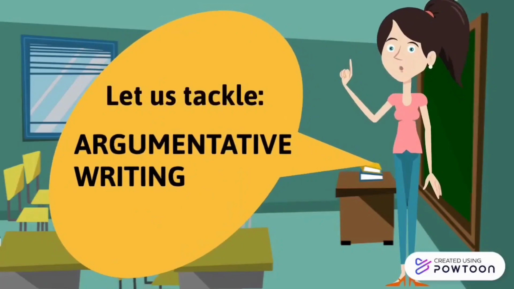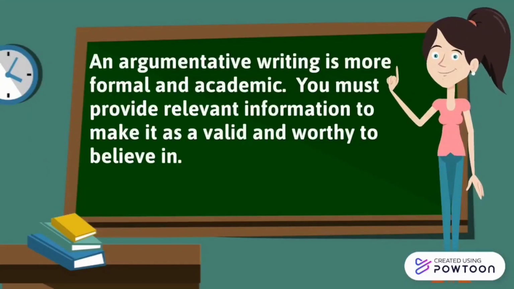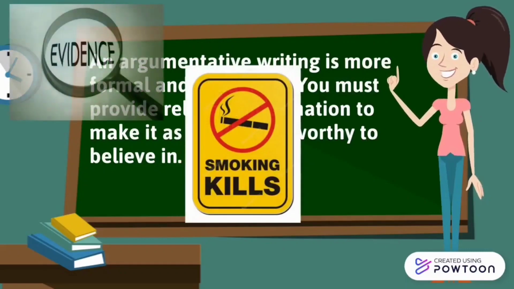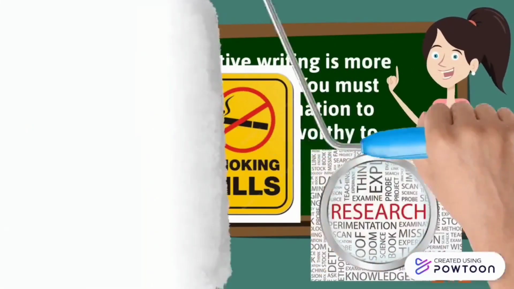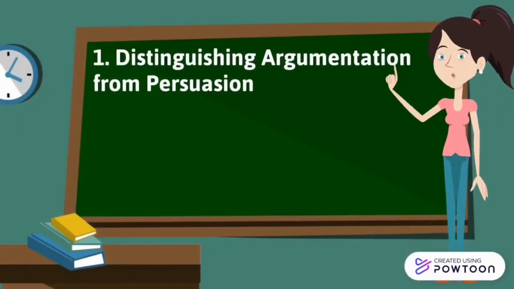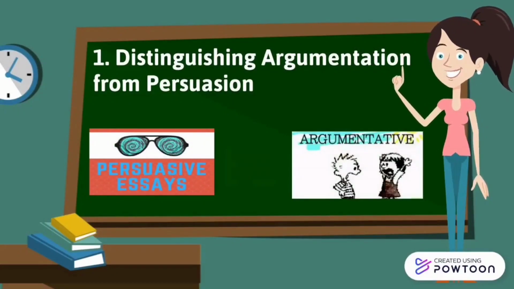Finally, argumentative writing techniques. Argumentative writing is more formal and academic. You must provide relevant information to make it valid and worthy to believe in. For example, in the title, Smoking Kills, you must provide sufficient evidence and relevant information based on credible research. First technique, distinguishing argumentation from persuasion. Persuasive writing and argumentative writing are not equal.